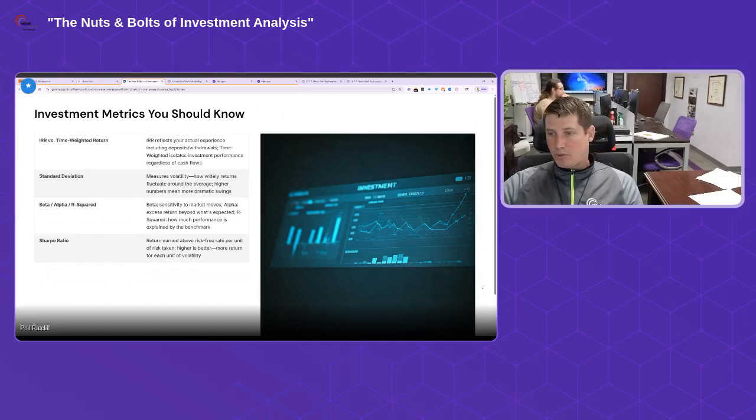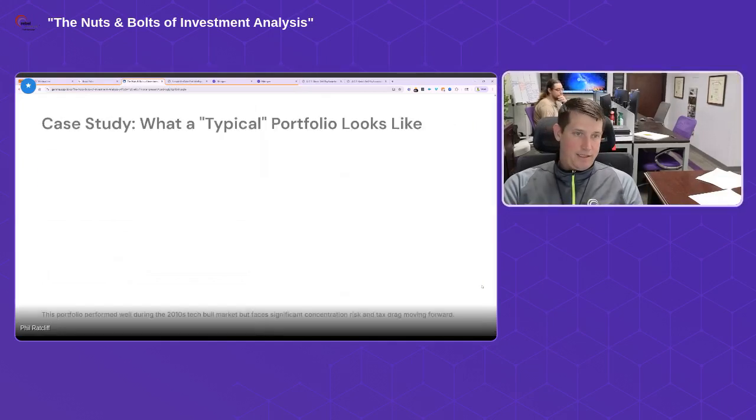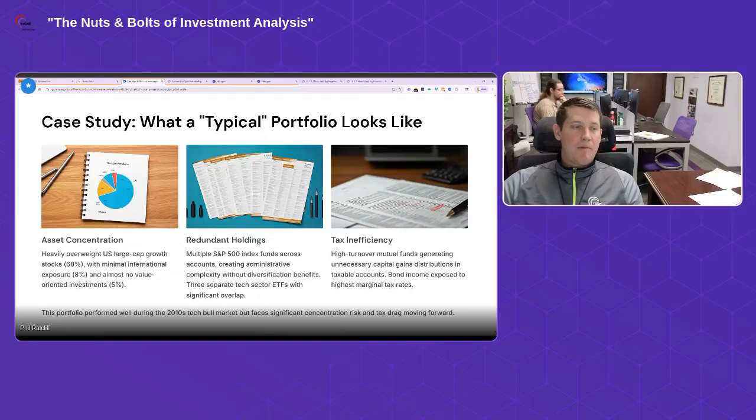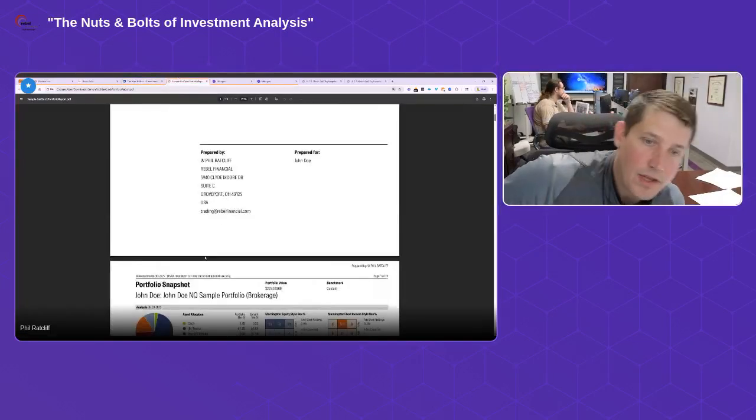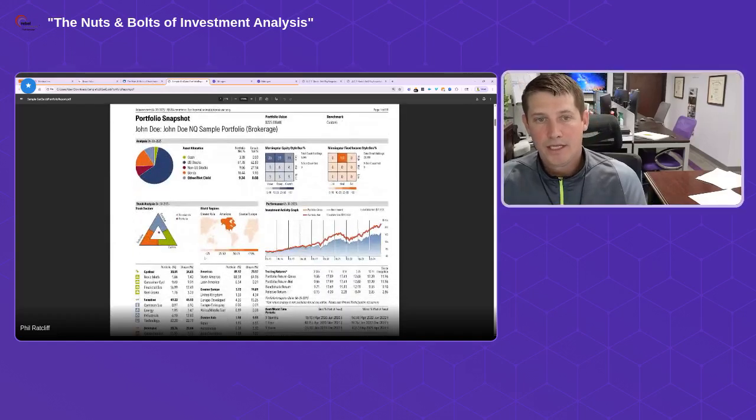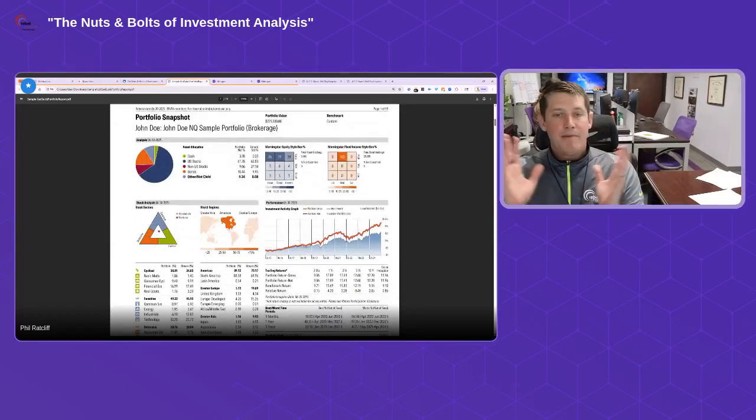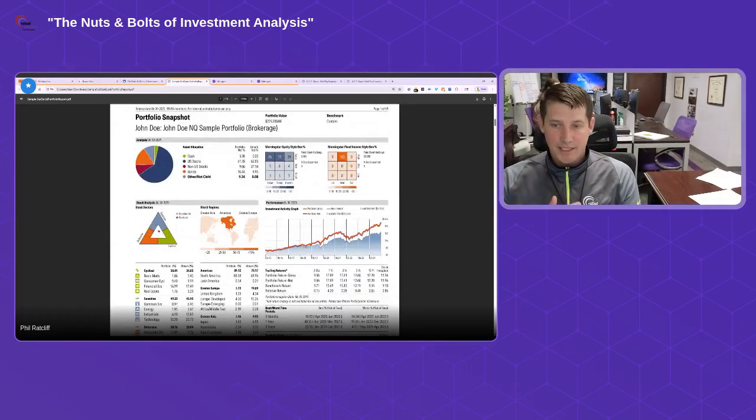Since I'm getting shorter on time, I'm not going to dig deep into those. So let's look at my example here. This is a hypothetical portfolio, just an amalgamation of things that I see commonly.